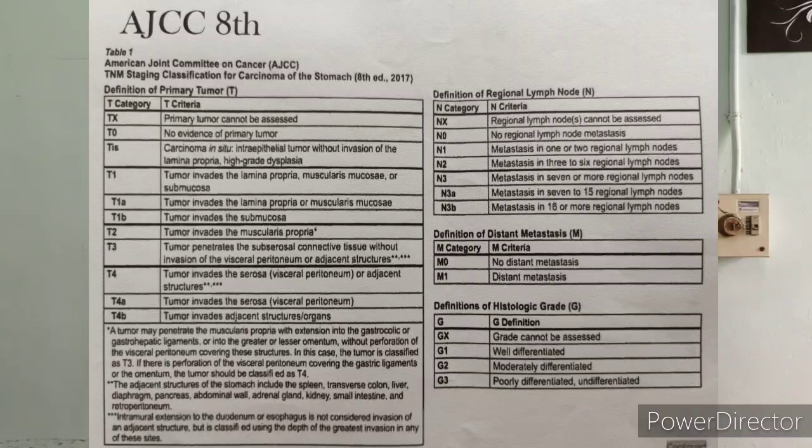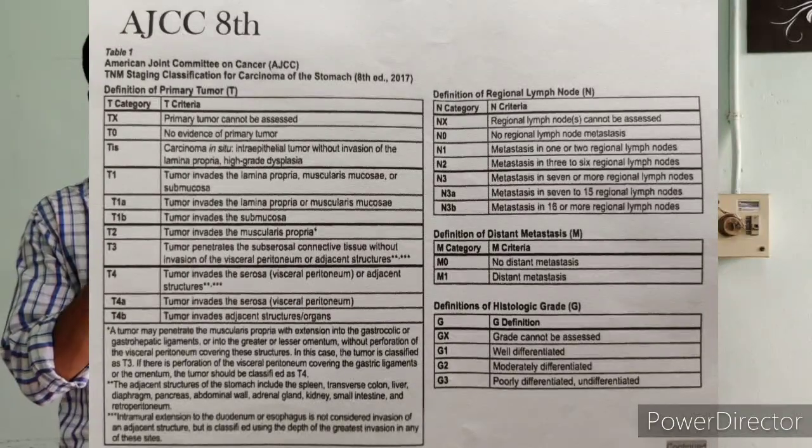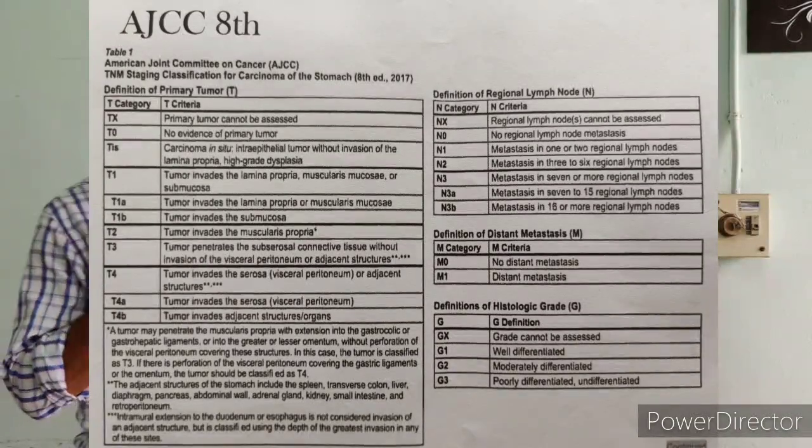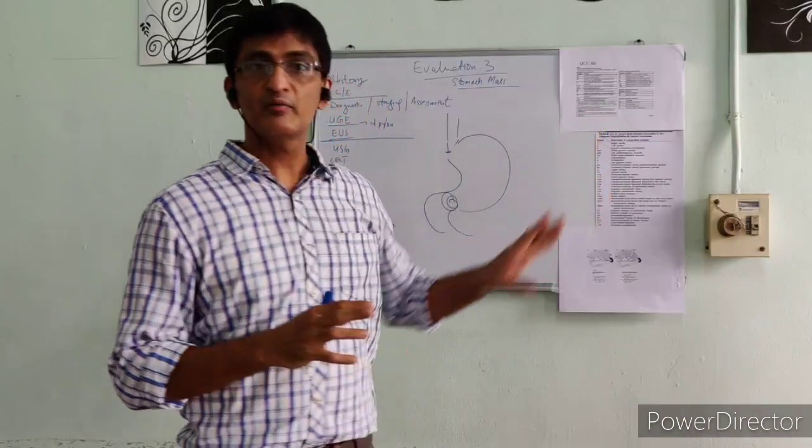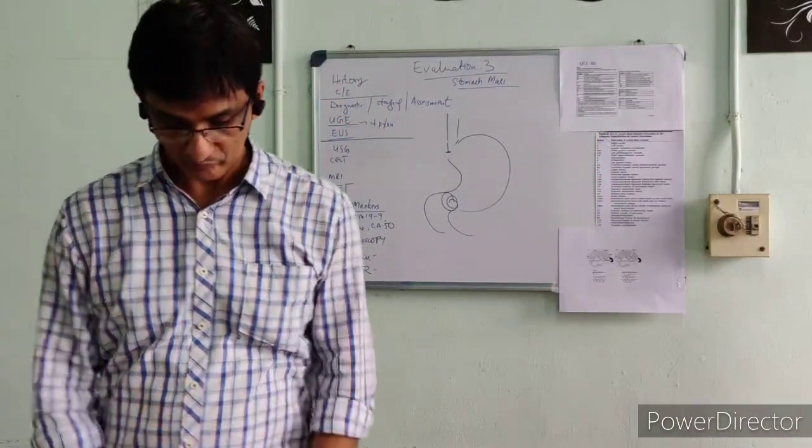N stages are divided according to number of lymph nodes, not according to the site of the lymph nodes. Number. N1 is 1 or 2 nodes in regional nodes. N2 is 3 to 6. Okay. N3 is more than 6. N3 is divided into A and B. N3A is 7 to 15, and N3B is more than 16 nodes. Okay. So it's depending on the number of lymph nodes involved. So that is the staging. These two things you should know briefly. Then only we can discuss about treatment.